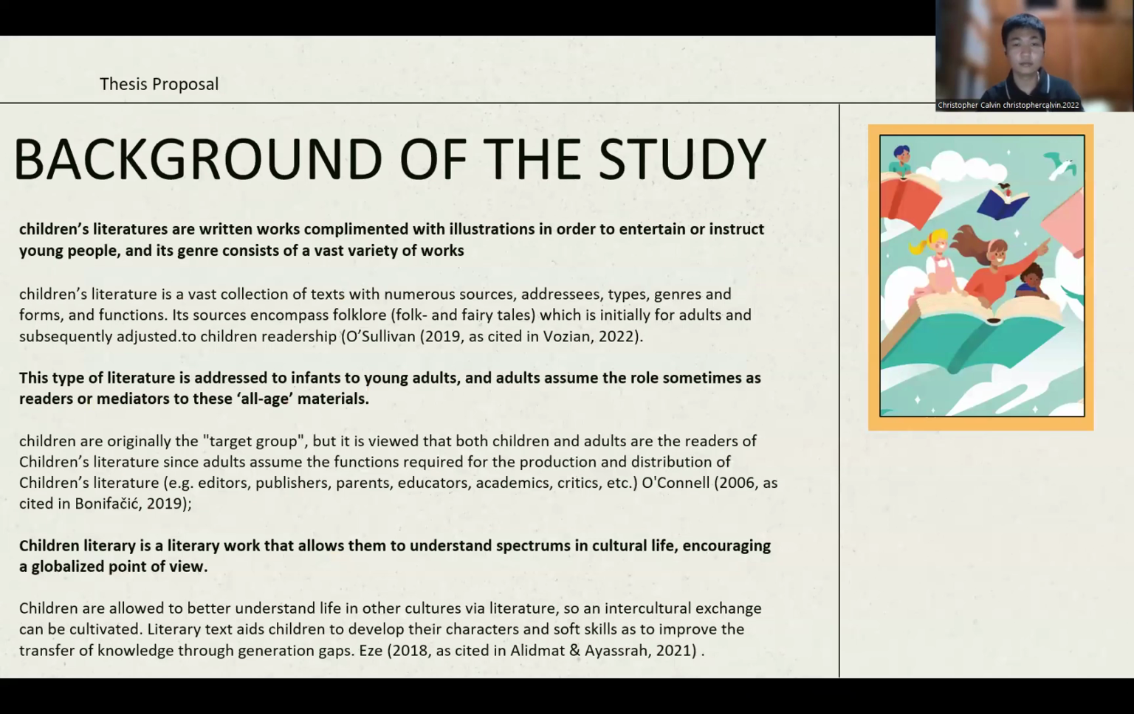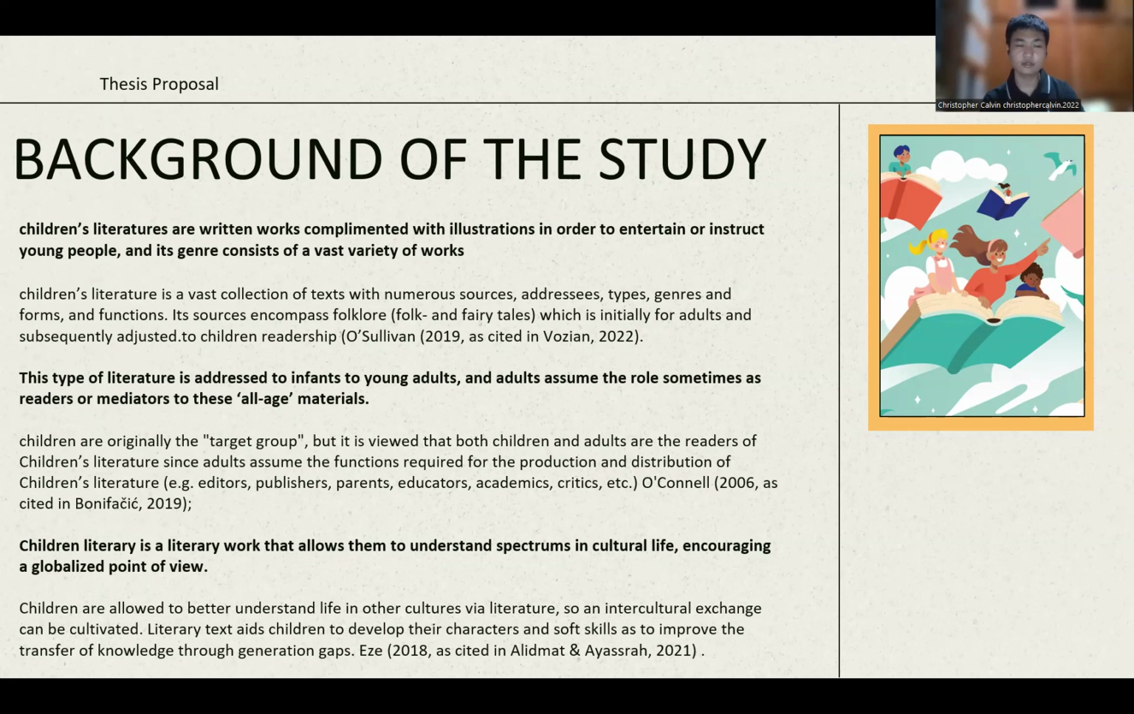To begin with, the background of the study states that children's literatures are written works complemented with illustrations in order to entertain or instruct young people, and its genre consists of a vast variety of works. Children's literature itself is a vast collection of texts with numerous sources, addressees, types, genres, forms, as well as functions. Its sources encompass folklore, generally, such as folk and fairy tales, which is initially intended for adults and subsequently adjusted to children readership, stated by O'Sullivan in 2019, as cited in Posian in 2022.